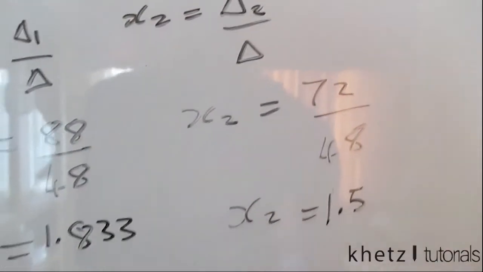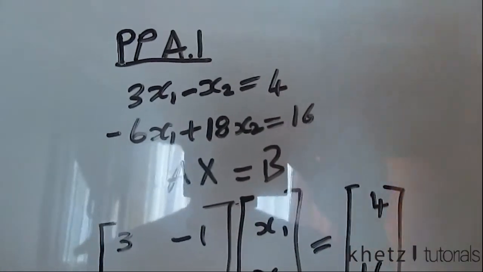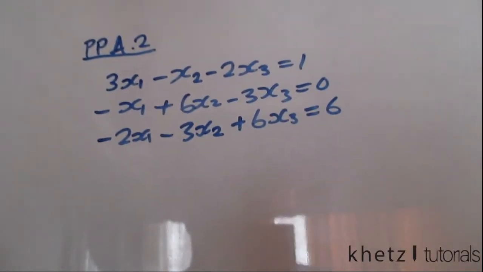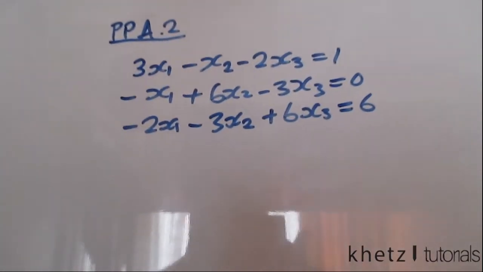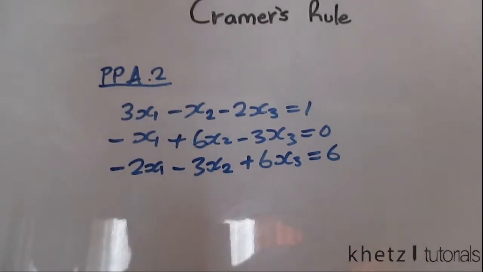1.5. And that is how you solve these equations using Cramer's rule. So for the next example, we have 3 equations. So you'd expect to find a 3 by 3 matrix. And that is exactly what we're going to have.